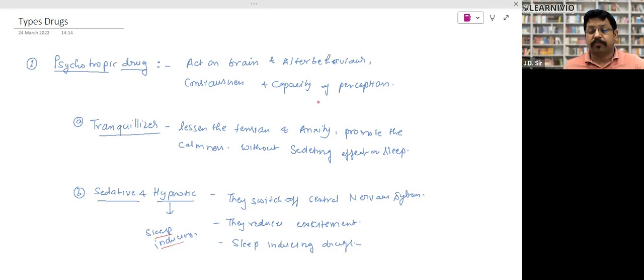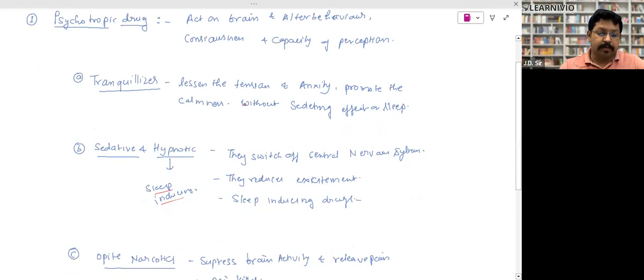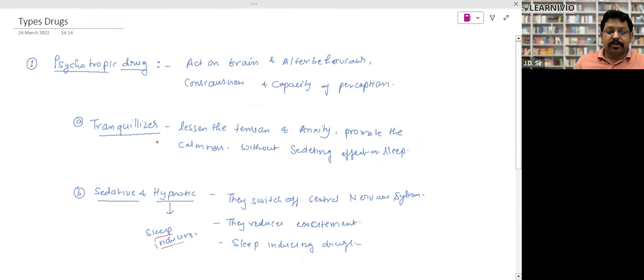Psychotropic drugs are of three types. First, tranquilizers. Tranquilizers lessen tension and anxiety, and they promote calmness. They make a person calm down without a sedating effect, meaning they will not cause sleep. The person will not sleep, but they will calm the person down. These kinds of drugs are called tranquilizers, right?